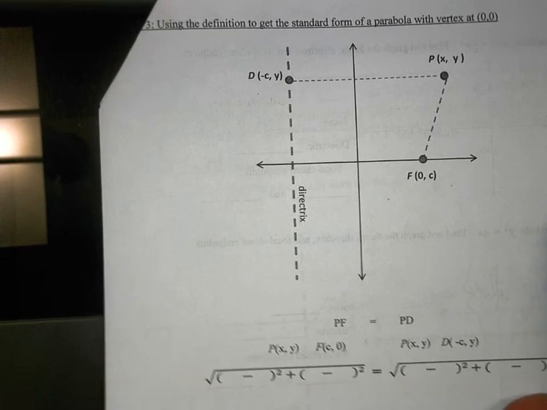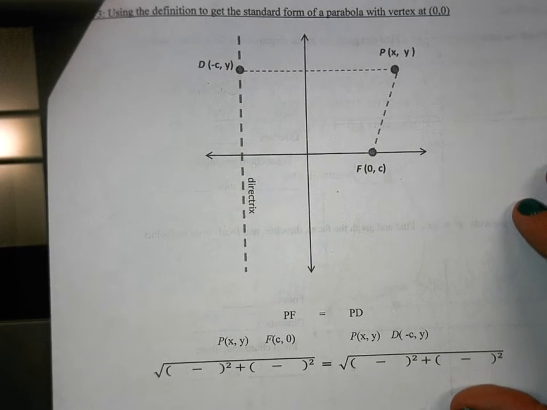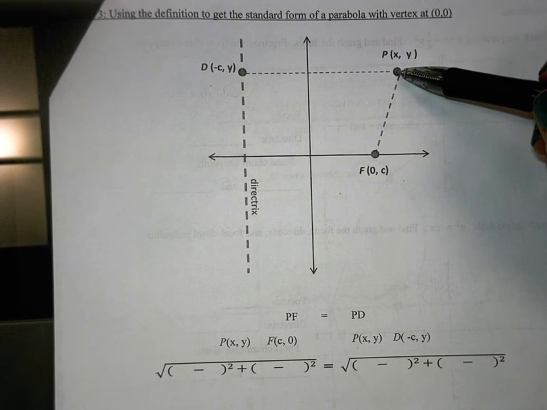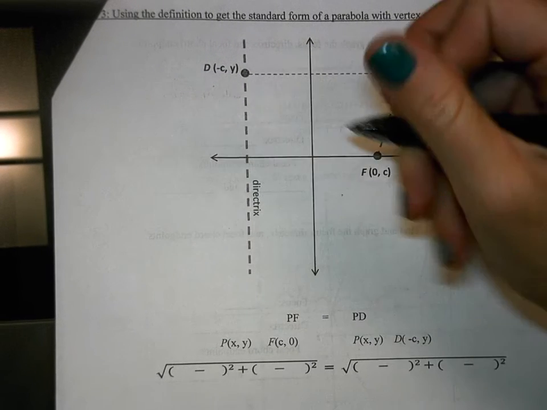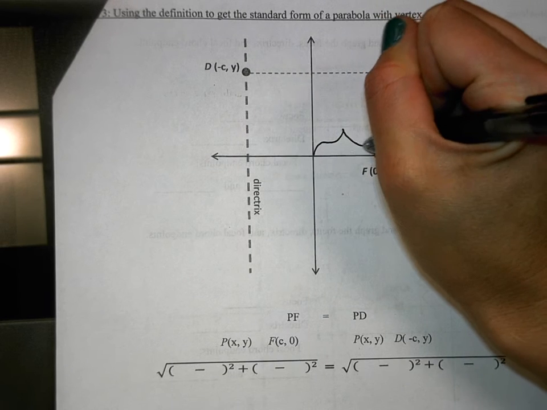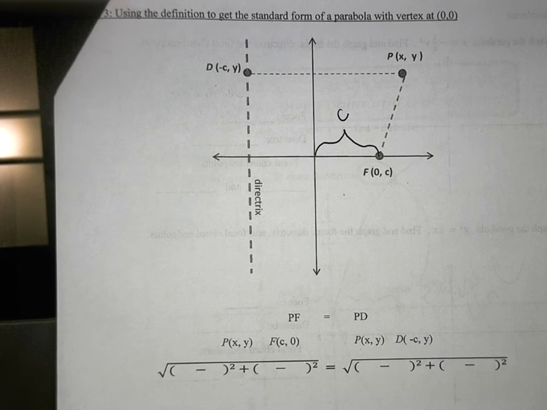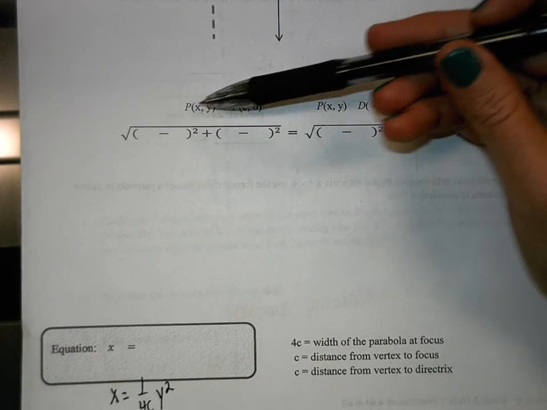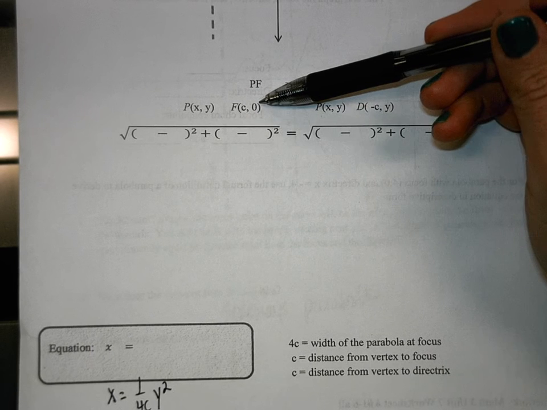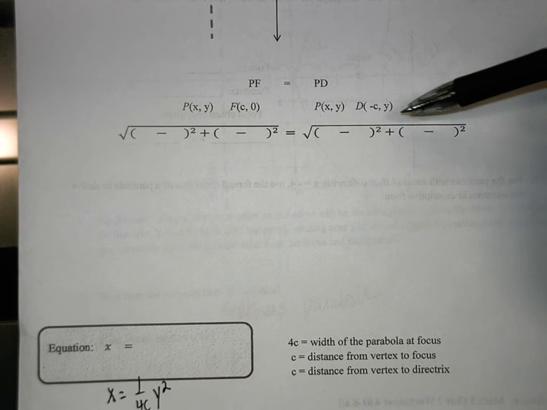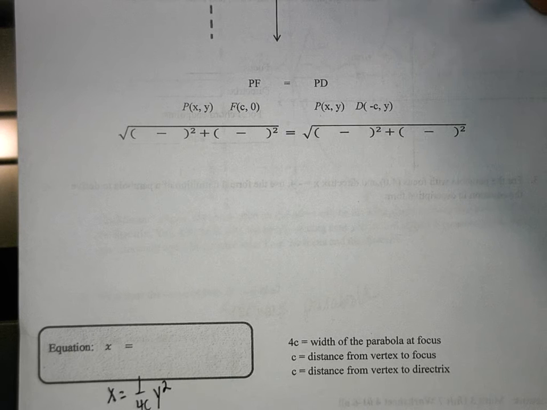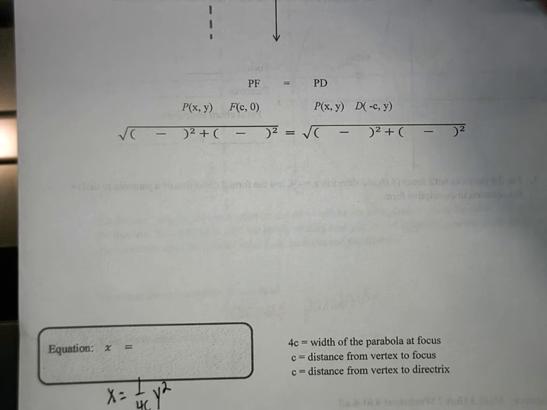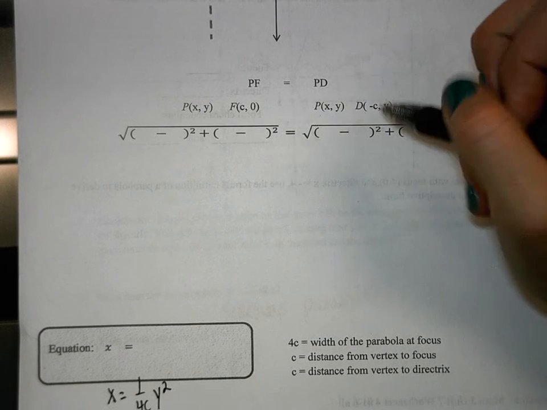Okay, so we're going to do the same thing as we did before. We're just using any point that would be on the parabola. So we're using the point (x, y). And then for our focus and directrix, we're just choosing the value of c, right? And so our first point here is (x, y). The focus is (c, 0). Again, our point is (x, y). And then the directrix, so if this is going out c on the positive side, it's going to be negative c, and then y.